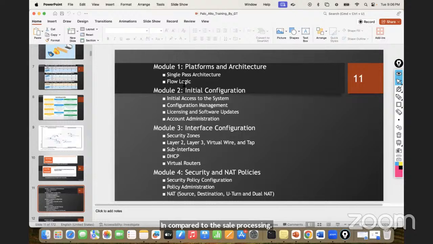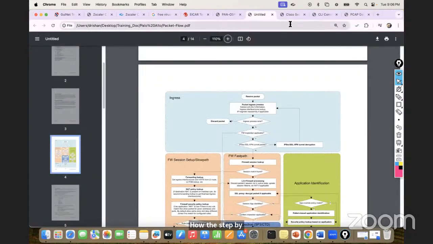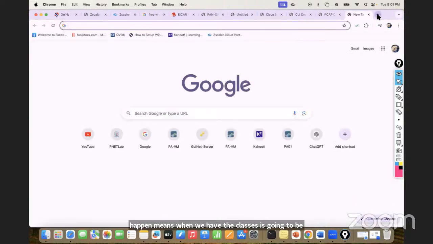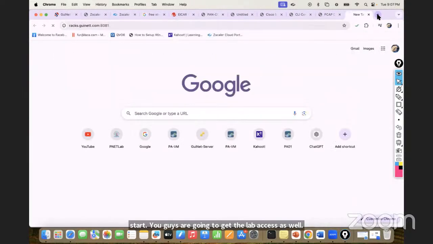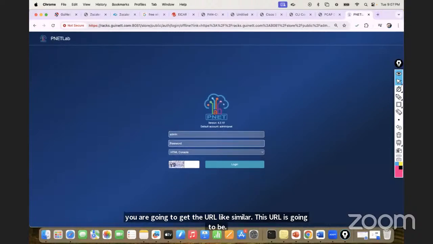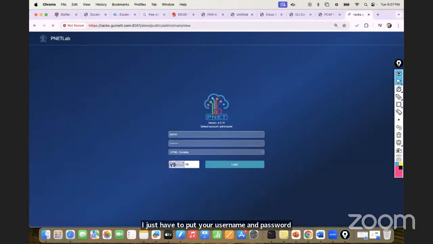So that we will understand. Then we see how the step-by-step lab configuration happens. When the classes start, you are going to get lab access as well. You will get a URL like this one, which is accessible from anywhere in the world. You just require internet access and have to put in your username and password. Like I'm using admin, so you just have to log in.